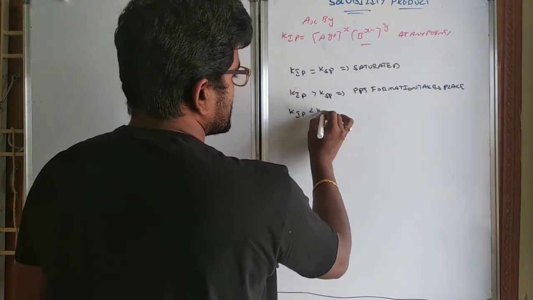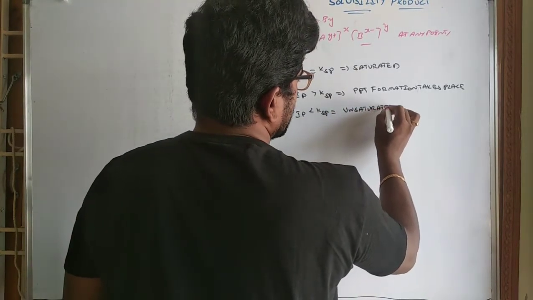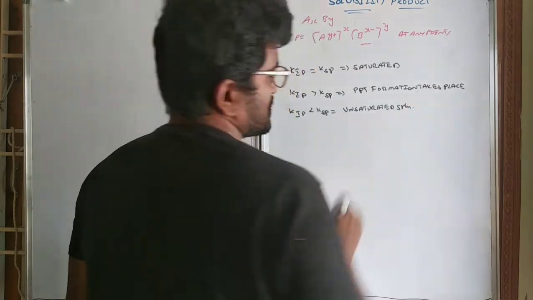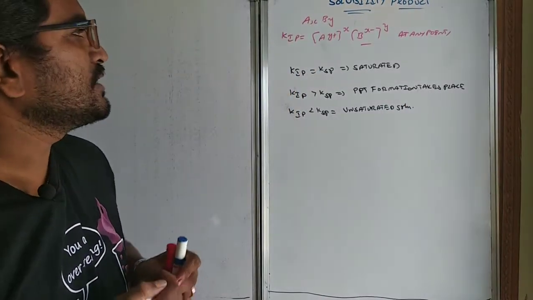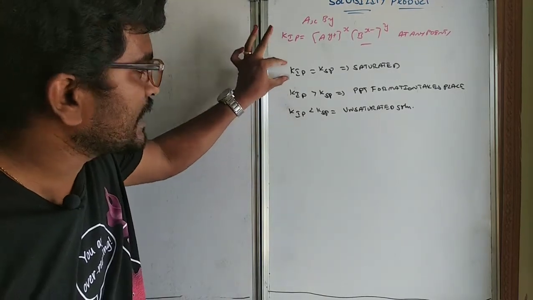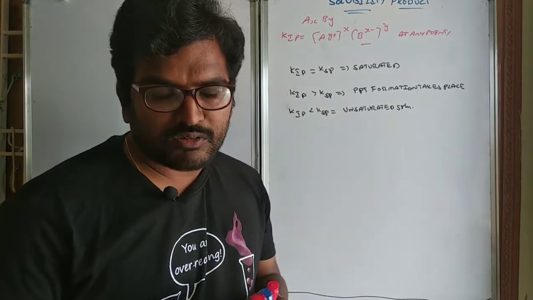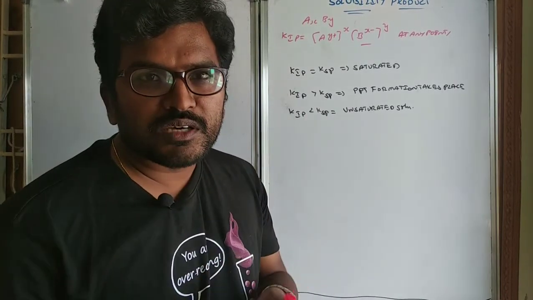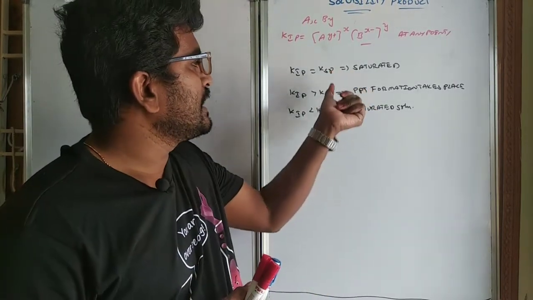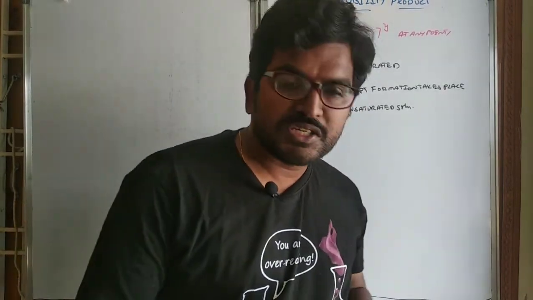KIP is less than KSP means that it is an unsaturated solution. So whenever you take a solution, you have to see the ions' concentration in it and take the product of them. By relating that product with the solubility product, you can identify whether precipitate formation takes place or not.